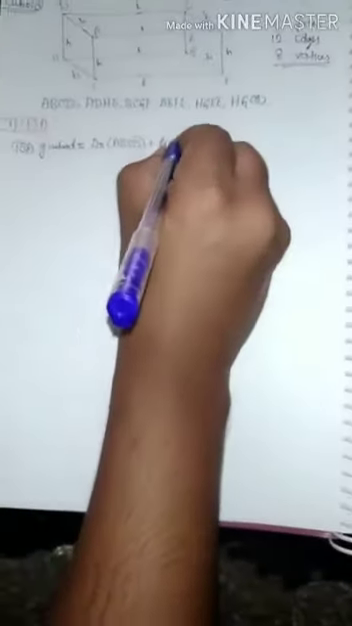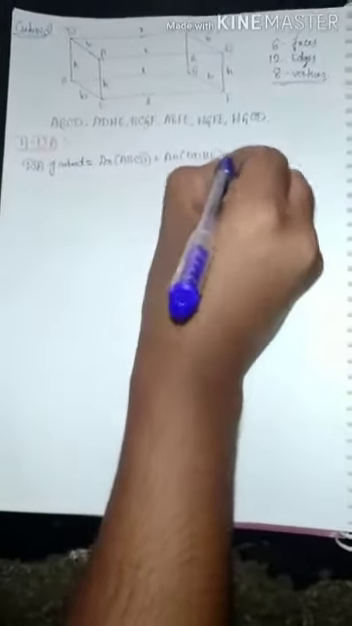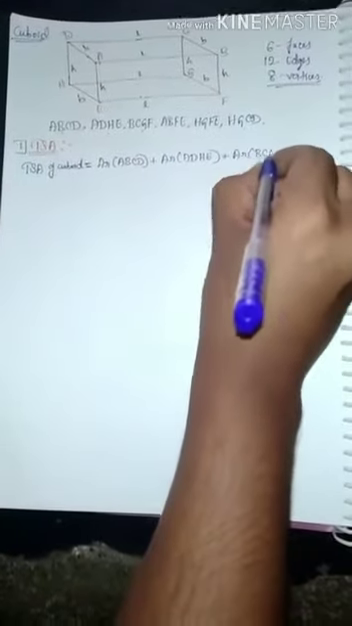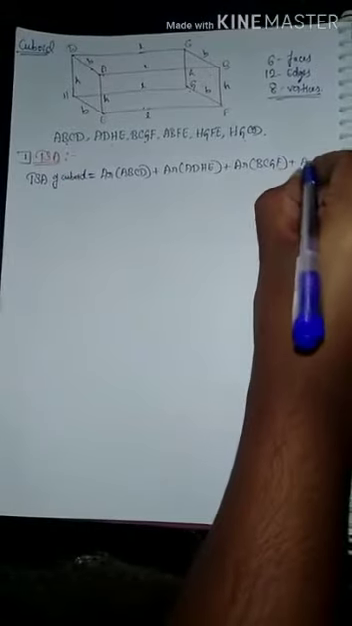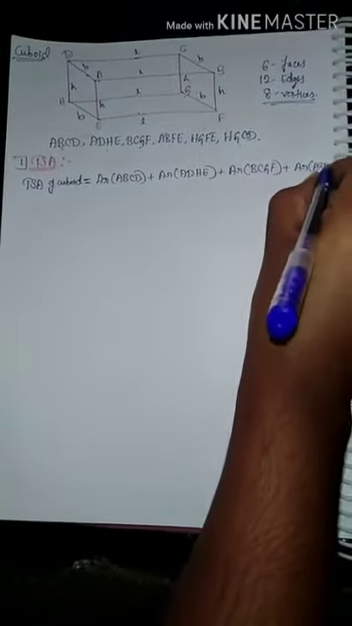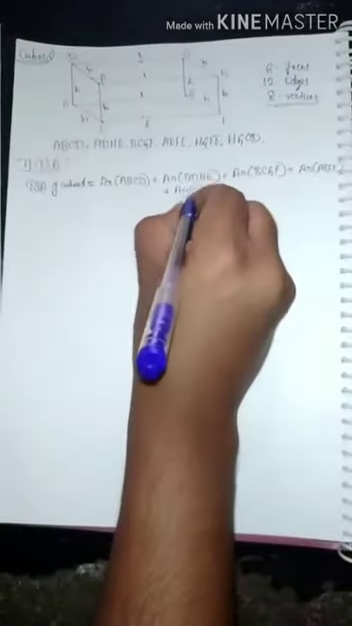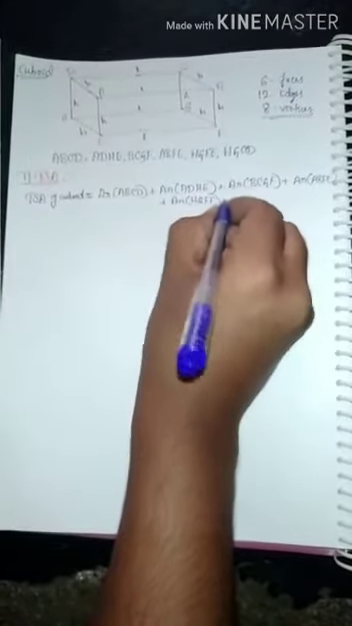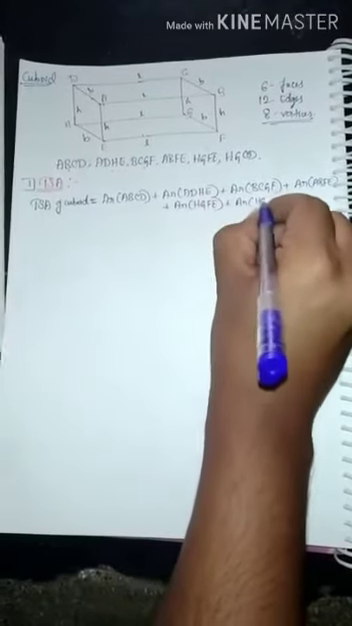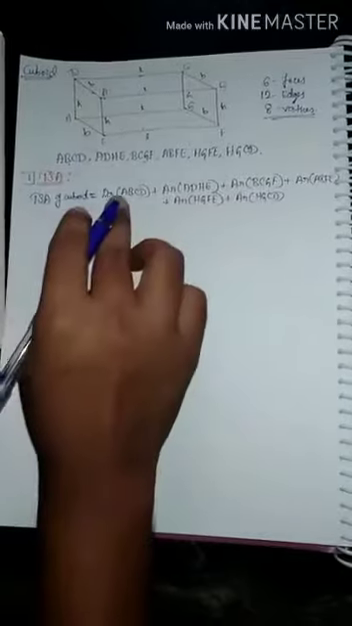So TSA of cuboid is equal to the sum of the areas of the 6 rectangular faces: area of ABCD plus area of ADHE plus area of BCGF plus area of ABFE plus area of HGFE plus area of HGCD.